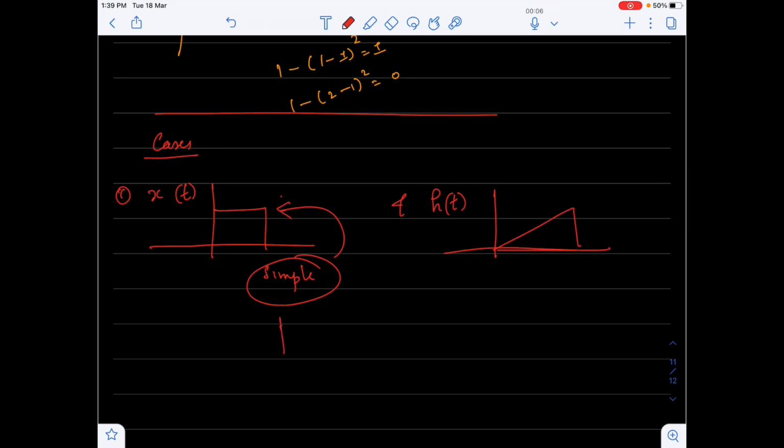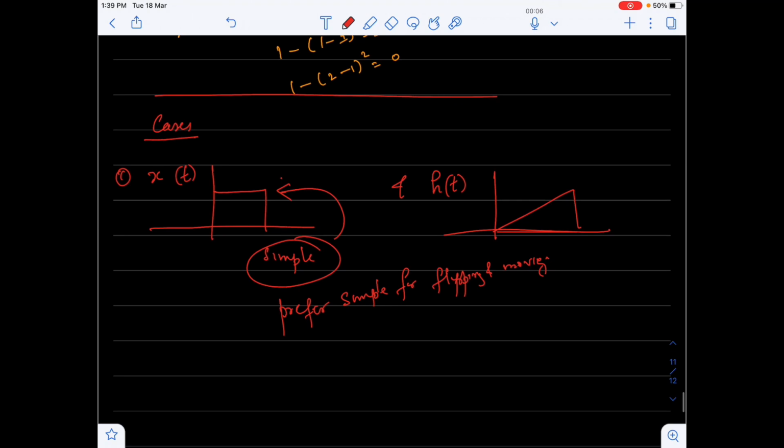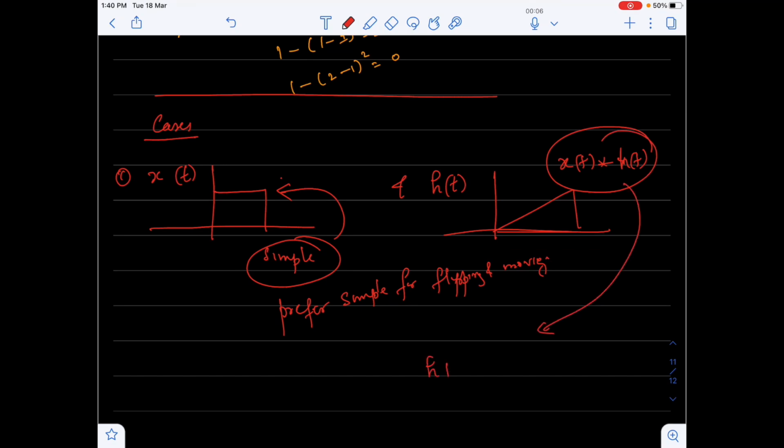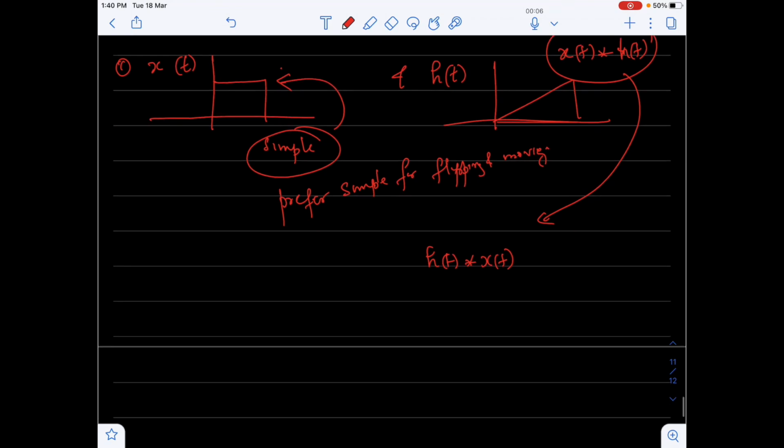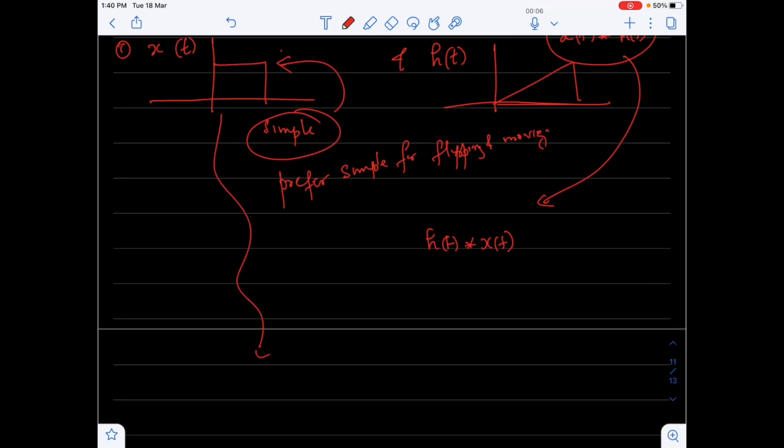So usually prefer the simple one for shifting and for flipping. You have to first do time reversal, that means flipping, and moving. What we have to perform is actually x of t convolution h of t. Instead of doing this, we will perform h of t convolution x of t, and you will get the same answer. So I will consider the first signal as h of t instead of x of t in this situation.